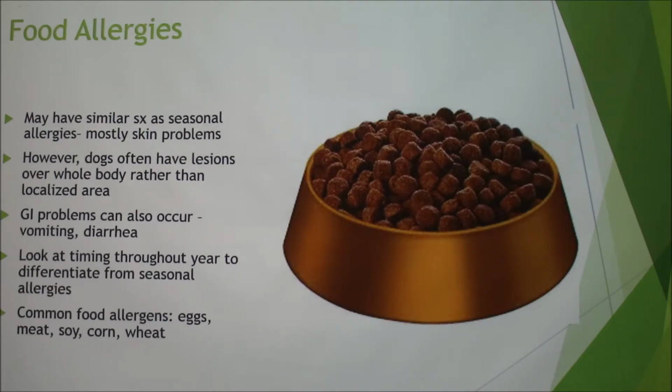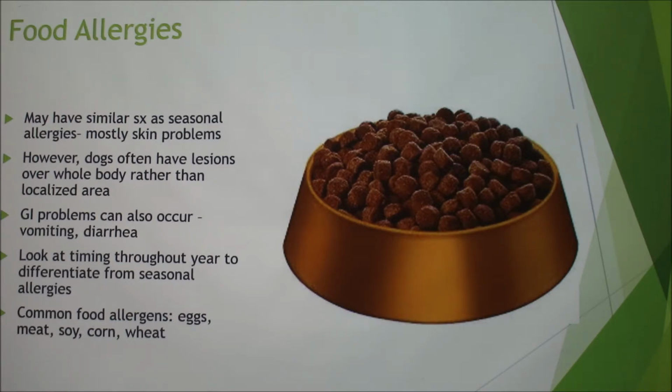Then there's food allergies, and they have a lot of the same symptoms as seasonal allergies, again, mostly skin problems. So it can be kind of hard to tell whether the dog has a food allergy or a seasonal allergy. They can sometimes have GI symptoms, vomiting or diarrhea, but again, skin problems too.